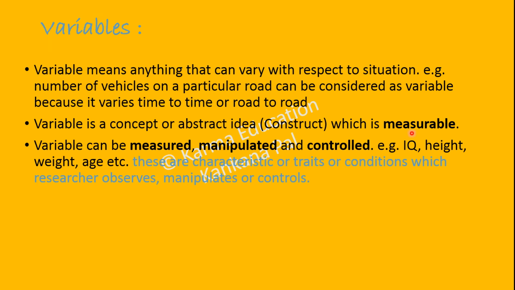A variable can be measured, manipulated, and controlled. For example, IQ, height, weight, age, etc. So these are characteristics or traits or conditions which a researcher observes, manipulates, or controls.